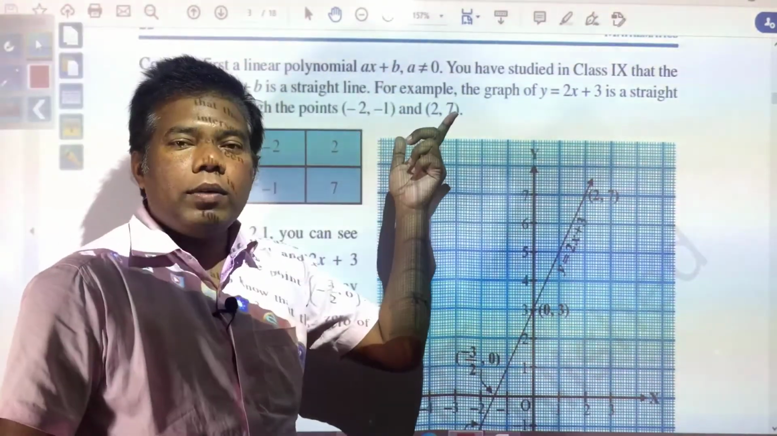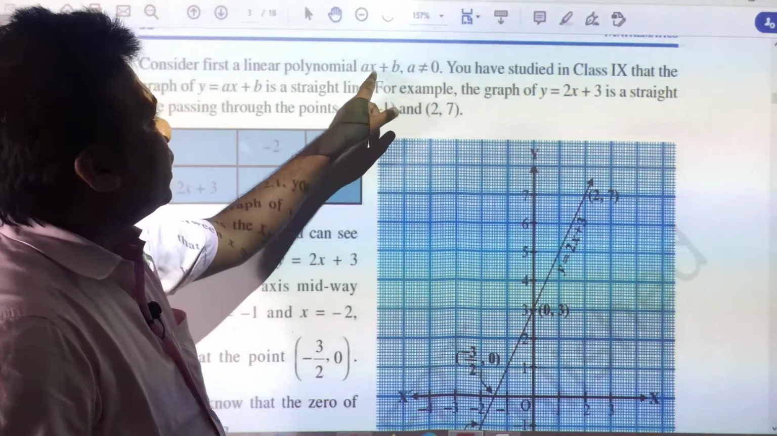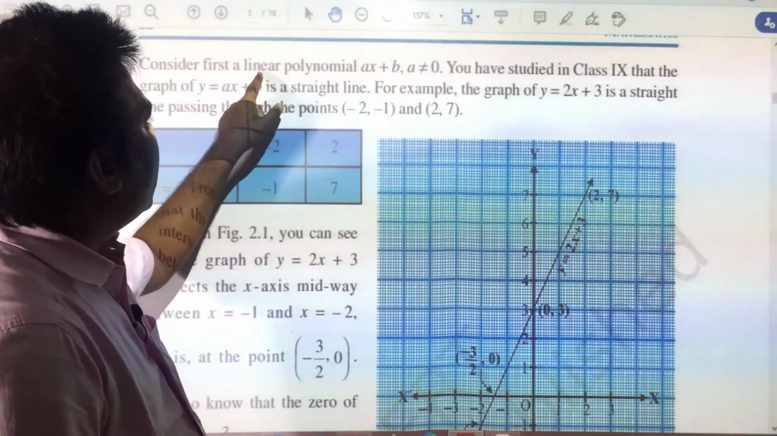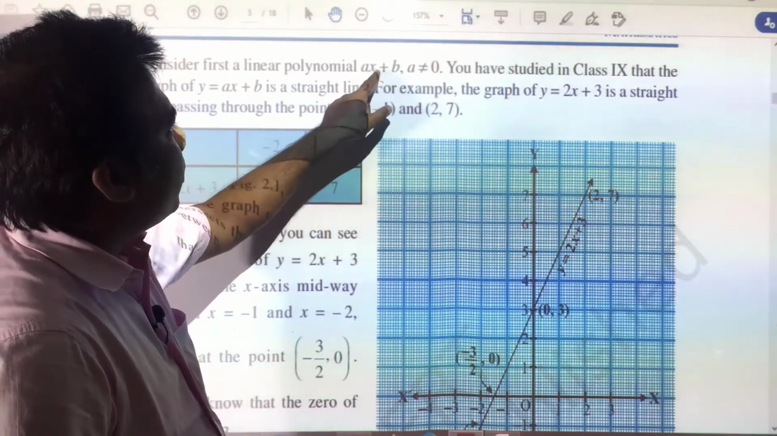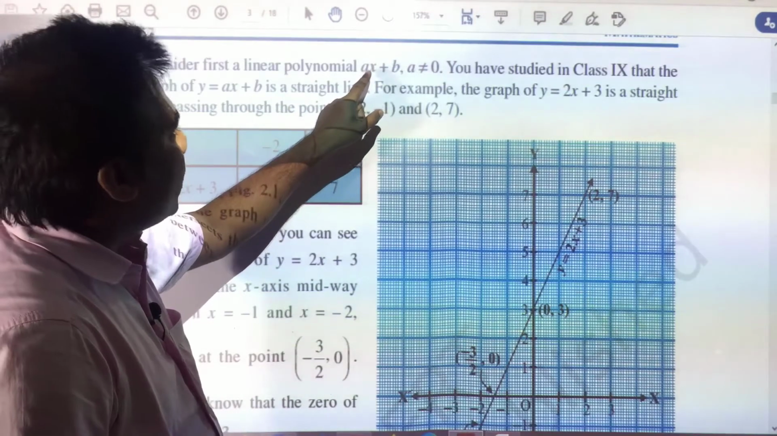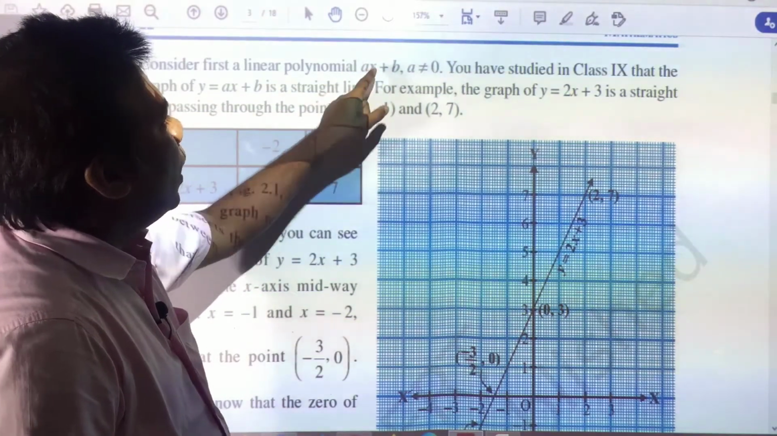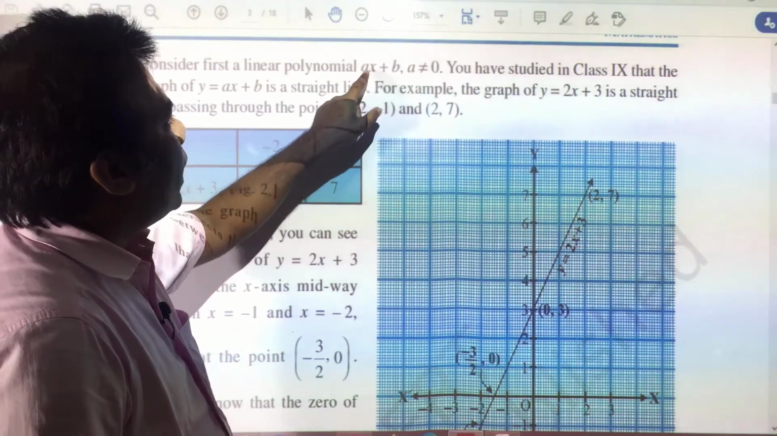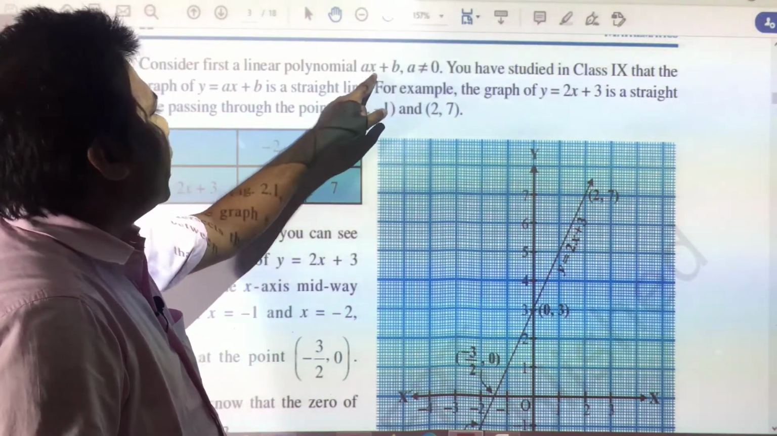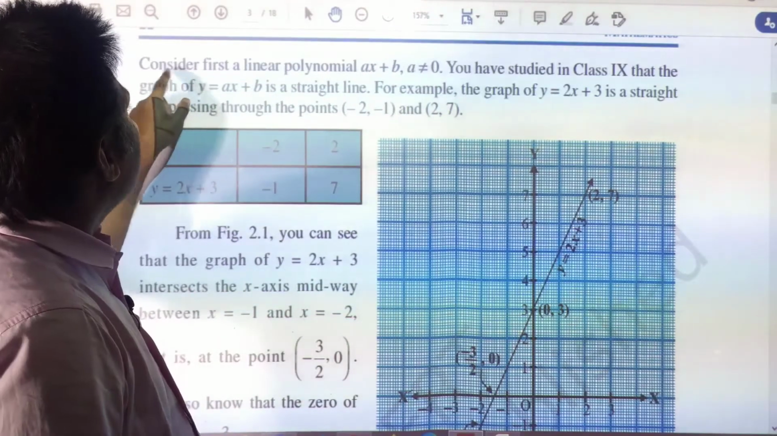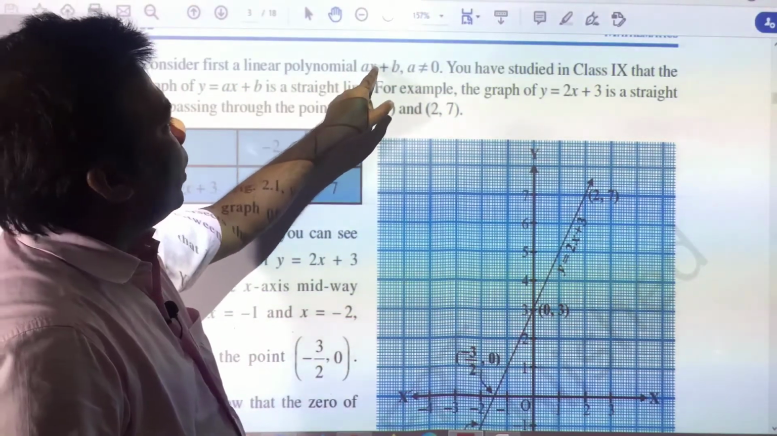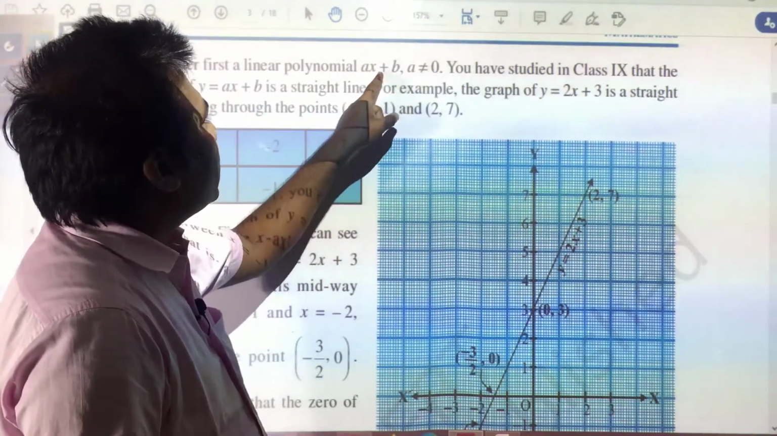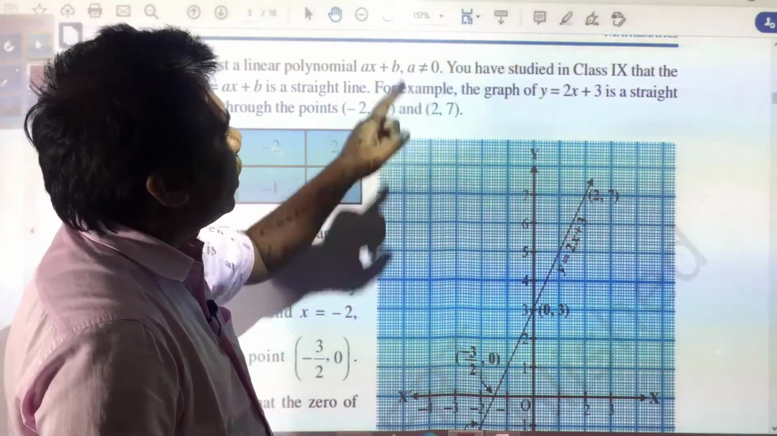I hope you understand what a linear polynomial is. ax + b, in this form, any polynomial will be called a linear polynomial. But a must not be equal to 0, otherwise the variable will not be there; b is the constant term. So at least one variable must be there, and the power should be 1. So ax + b where a is not equal to 0.